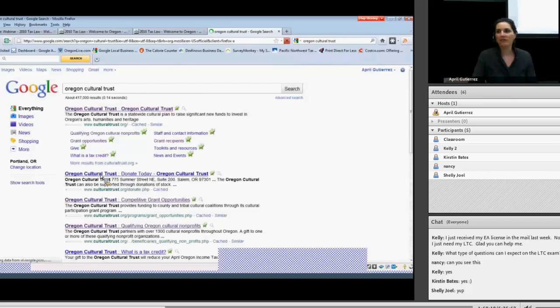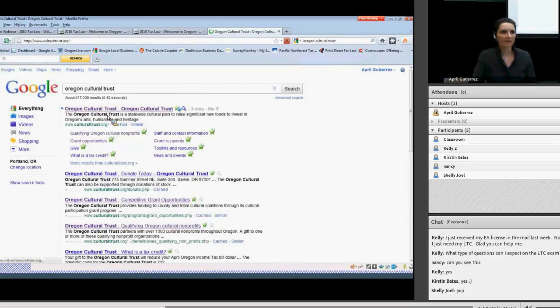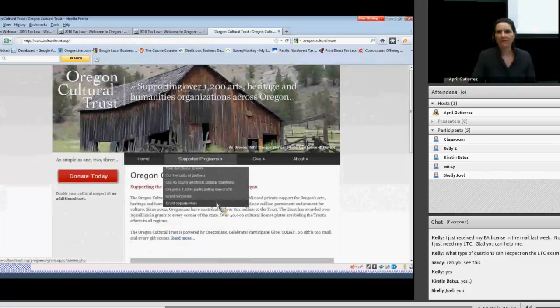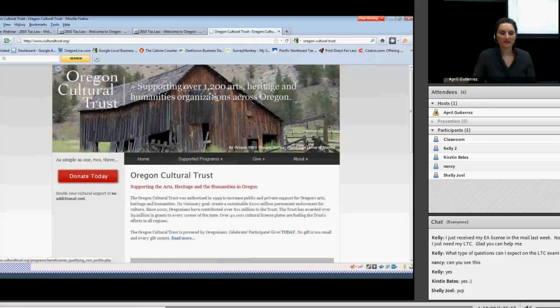Now, how many of you are familiar with the Oregon Cultural Trust? Are you able to explain it to your clients or how to take advantage of it? I got one nod and some head shakes. So let's just stop a minute, and I'm just going to go to the internet, and let's just type Oregon Cultural Trust and see what comes up, just for the fun of it.